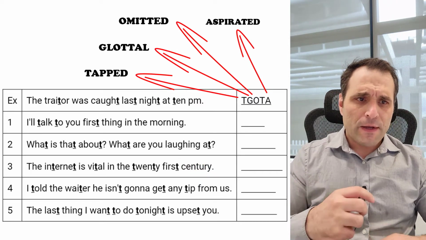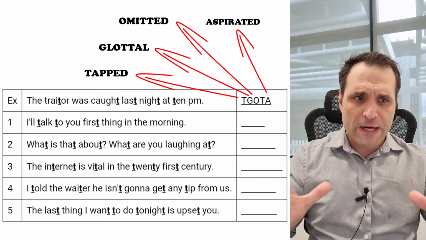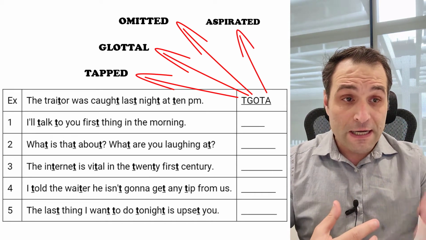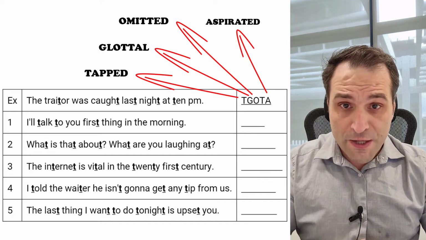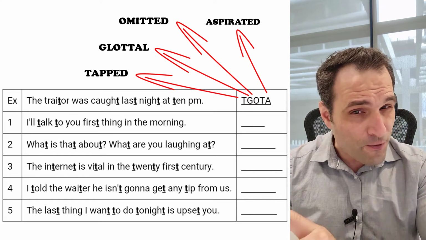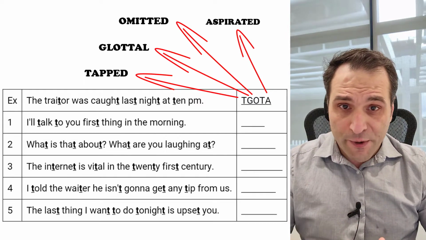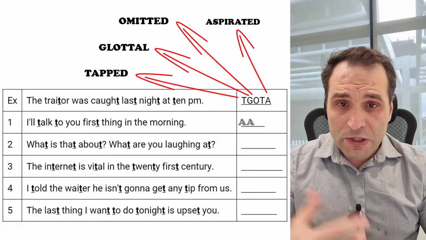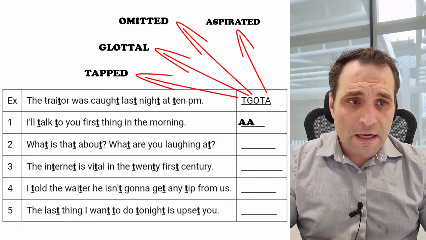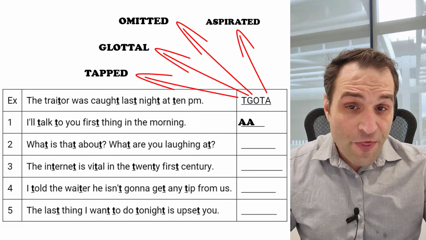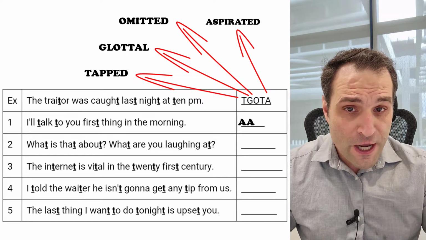Okay, so let's go over it and see what happened. "I'll talk to you first thing in the morning." You've got T in talk, that's starting the word. T in to, that's starting the word. And you have K before it. So then I have to make them both aspirated. So I'll say, "I'll talk to you first thing in the morning." Now, what am I doing here? "First thing in the morning."